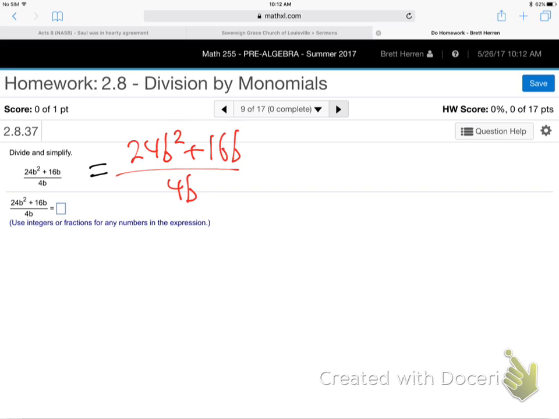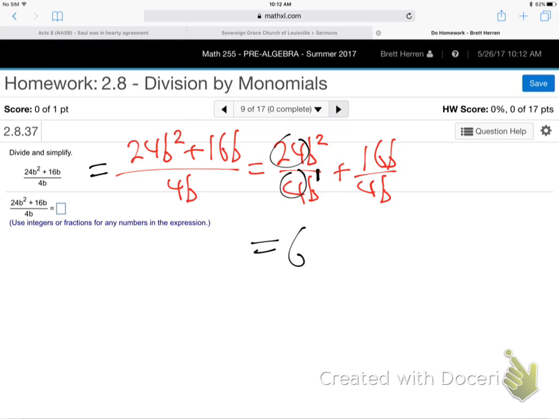Okay, now 24b squared. So we separate it like that into two different fractions. Good so far. Separated into two different fractions. And then we just divide the numbers in the front, subtract the powers. So 24 over 4, 6, subtract the powers, 2 minus 1, just b to the 1 or regular b.